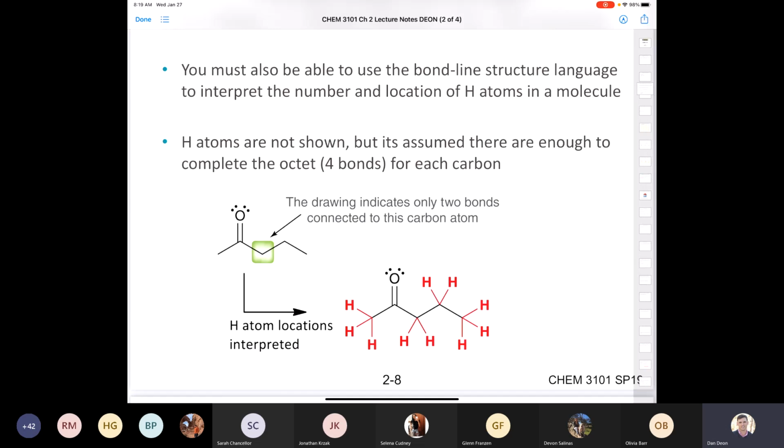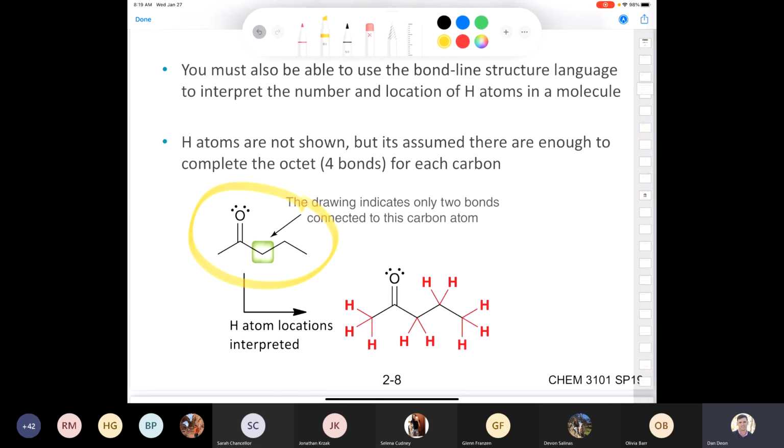This is something I already covered with you, but let's say we had this molecule shown right here. This is called 2-pentanone. You don't need to know that right now, but if you look at that carbon highlighted in green, we know there's a carbon right here. It's got 2 bonds shown in the bond line structure. Remember, we leave hydrogens out. Hydrogen atoms are not shown, but carbon has to have 4 bonds. So we know that this carbon actually has 2 hydrogens attached, these 2 hydrogens right here. So we have to be able to interpret those.